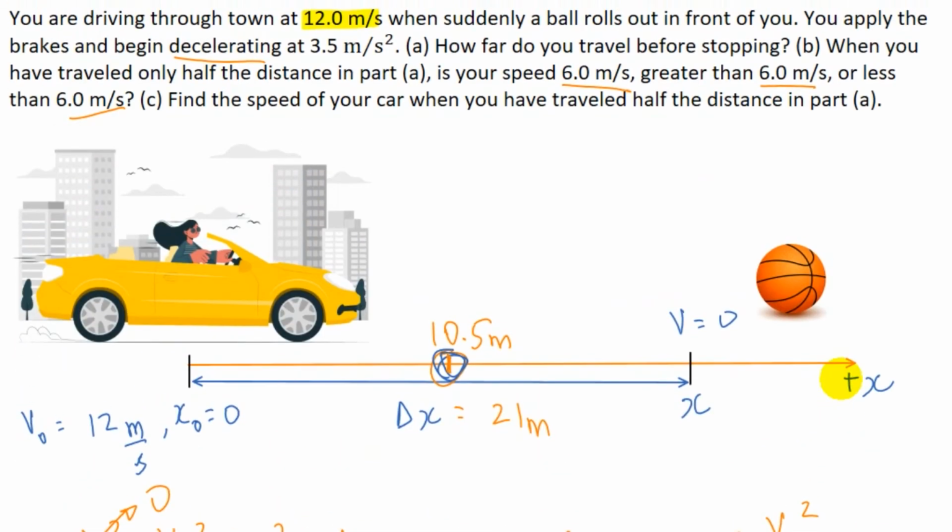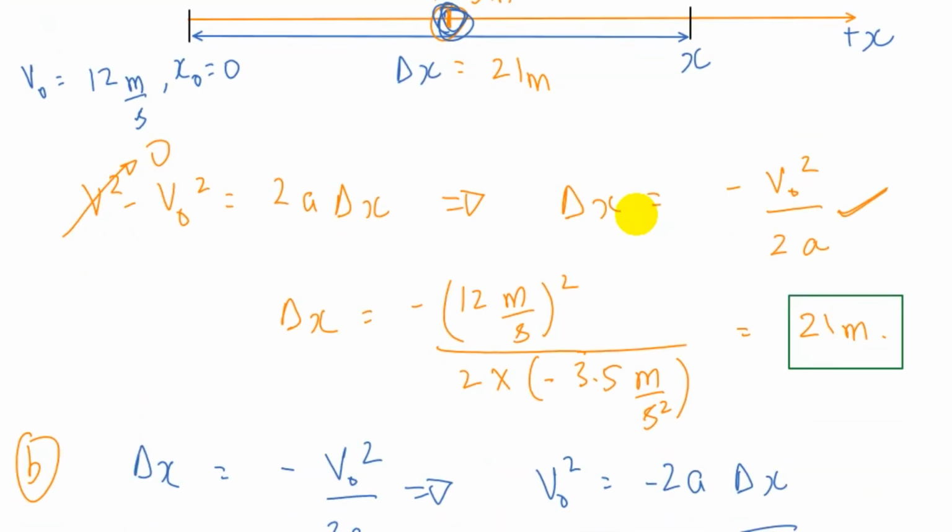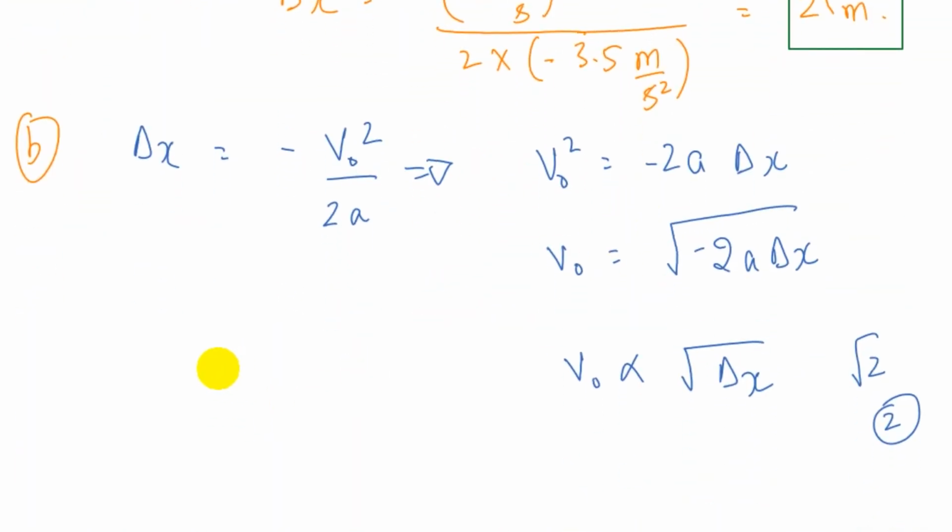Therefore, at this position the velocity is 12 meter per second. So at this, the velocity should be greater than 6 meter per second. So the correct answer would be the velocity should be greater than 6 meter per second. So this will be the answer for the B part.